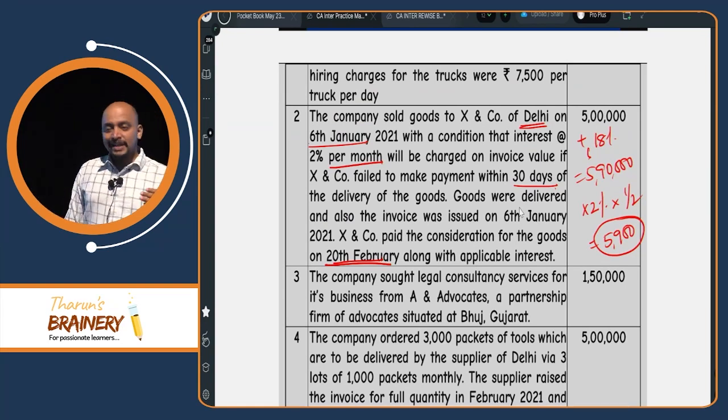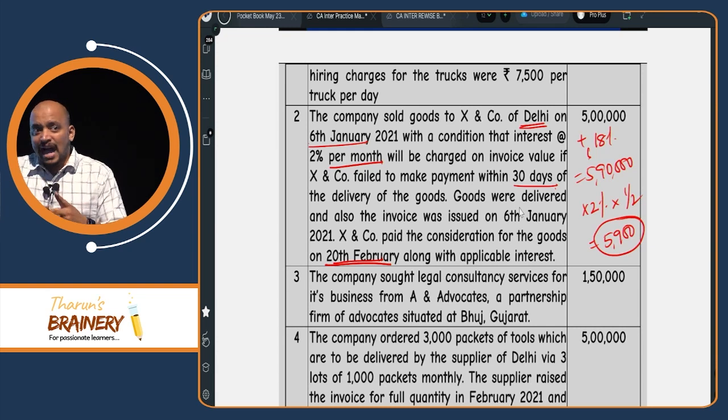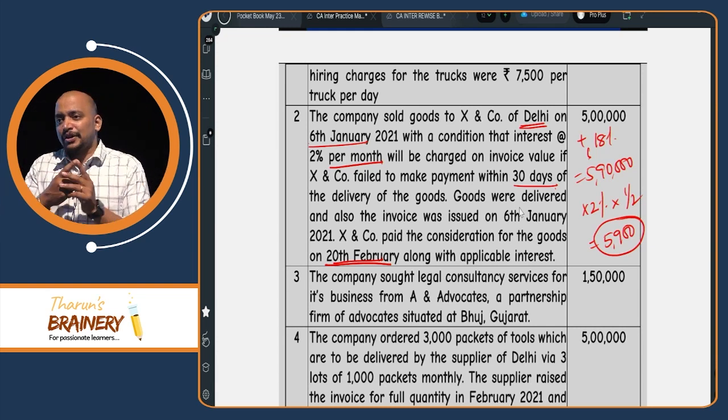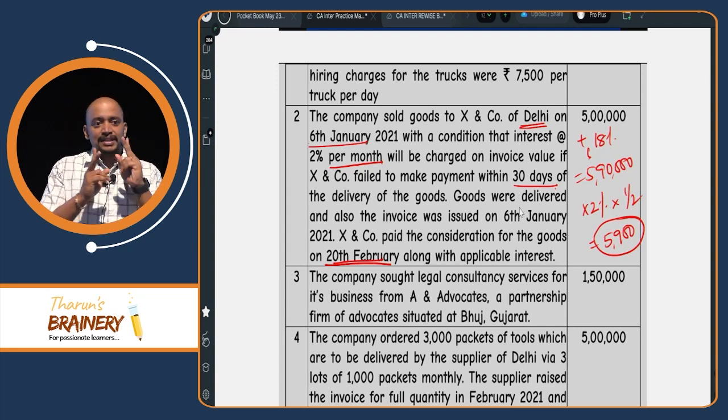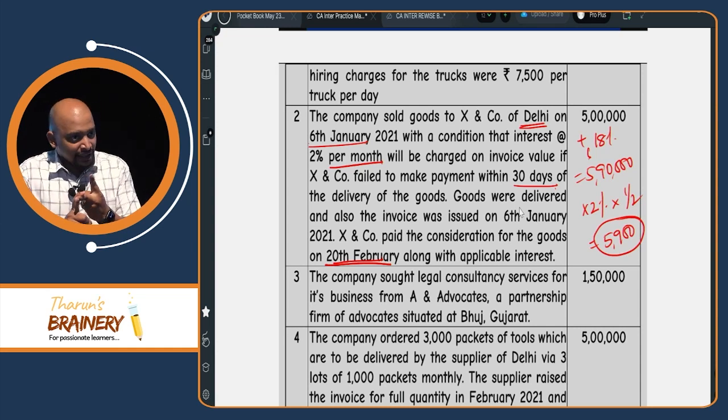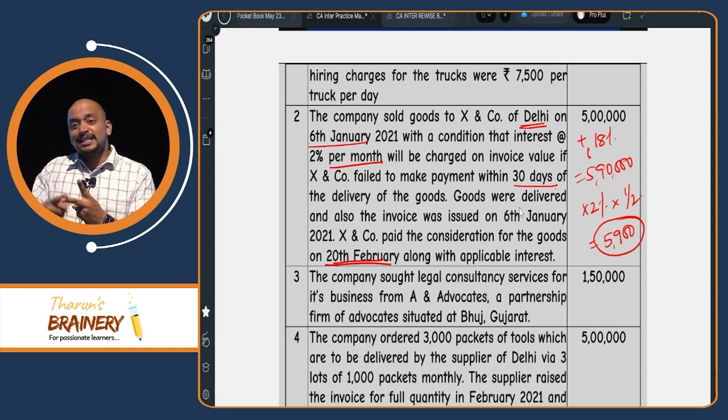Now concentrate. It has two adjustments. First, we need to add it to the RCM liability. Second, we can take ITC with respect to this. Is it clear? So this has two adjustments. First, it should be added to our RCM liability. Second, we can take it as ITC.